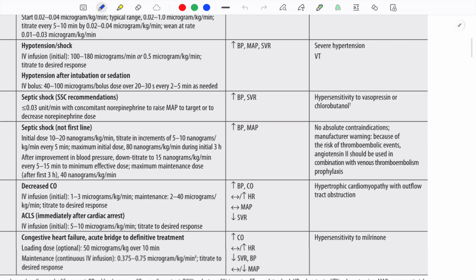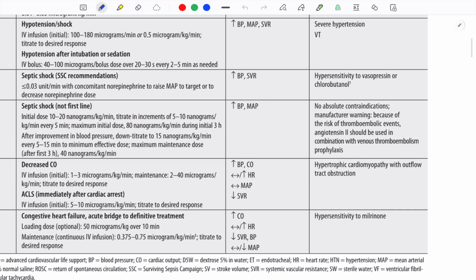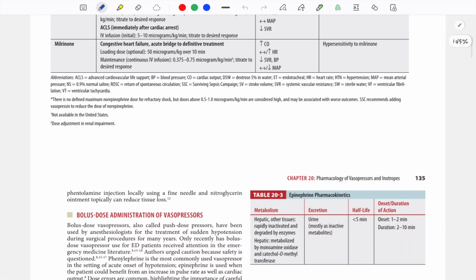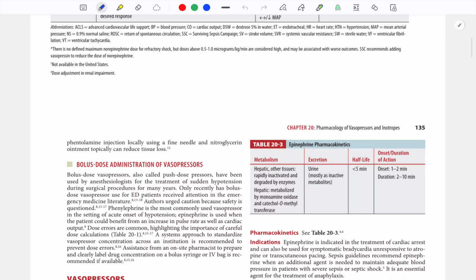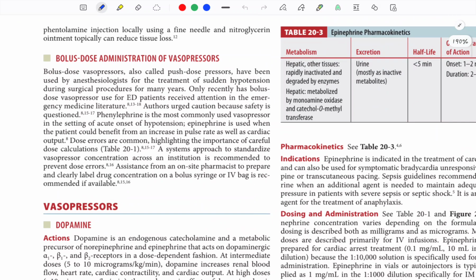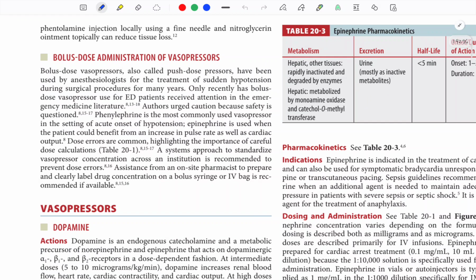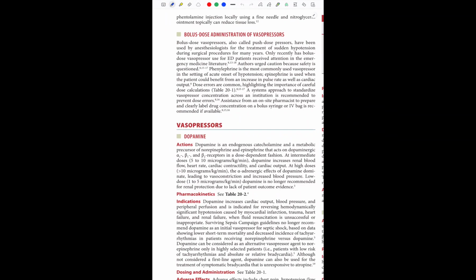Next we will talk about bolus dose administration of vasopressors. It is mostly used during surgeries and after intubation, as we know that all the induction agents, sedatives, and muscle relaxants cause a fall in BP. So push dose vasopressors like phenylephrine and epinephrine are used. Mostly phenylephrine is used, but epinephrine may also be used when we also want to increase the heart rate of the patient.